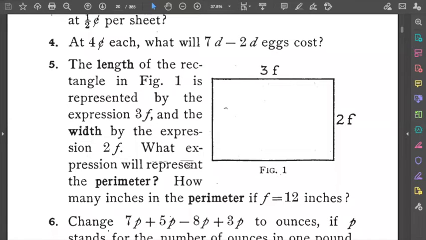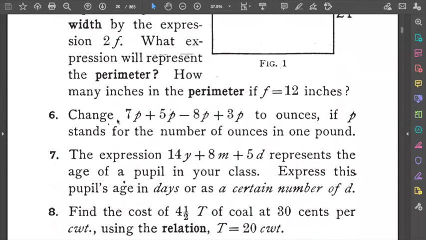Now let's look at 6. Change 7p plus 5p minus 8p plus 3p to ounces, if p stands for the number of ounces in 1 pound. So now conversion. How many ounces are in a pound? Here you should have provided it.